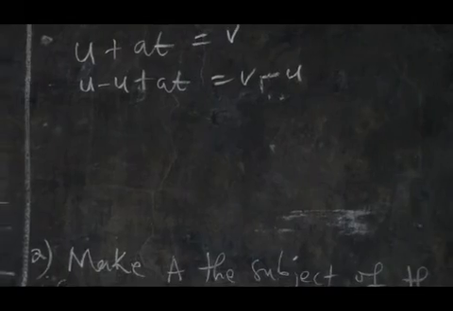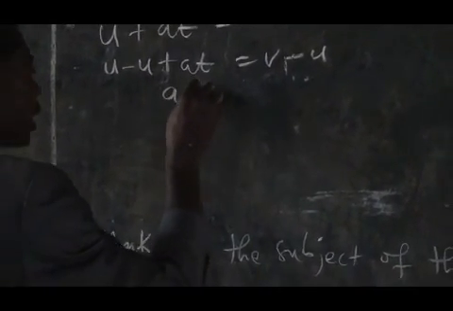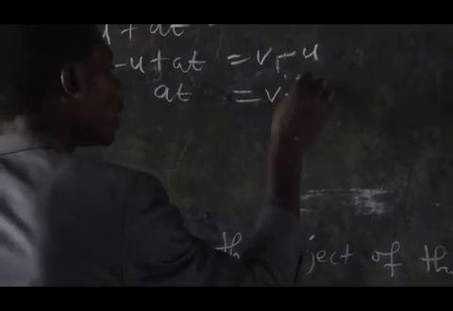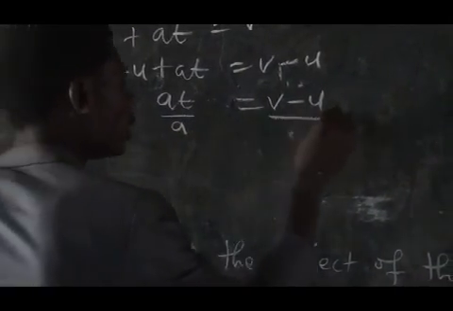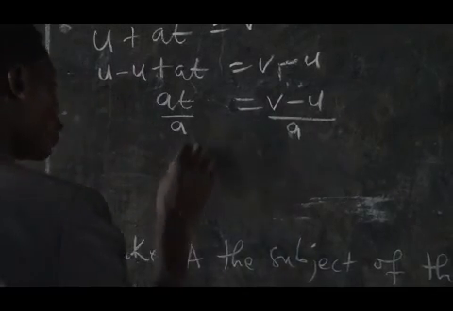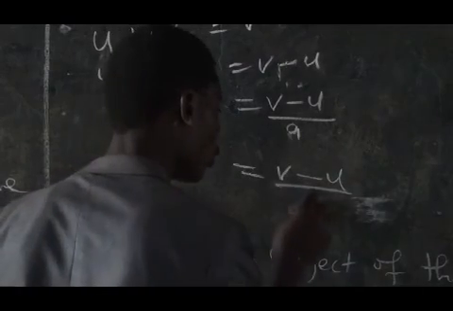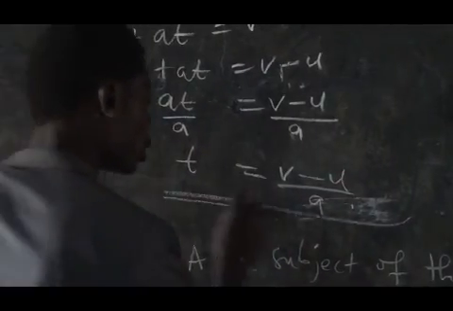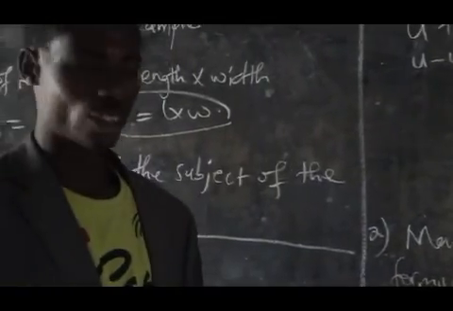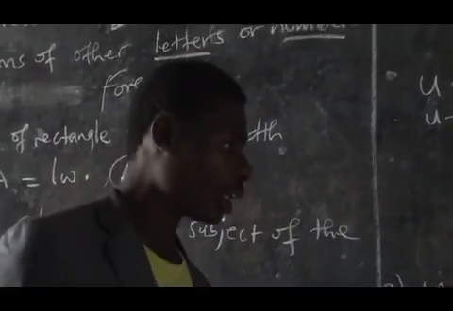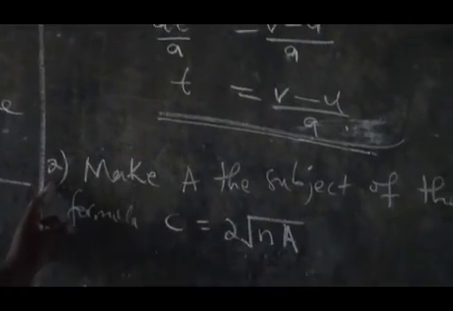I want to remain with the T. So this U cancels with this. I remain with AT equals V minus U. What next? I will divide by A, both sides. So it means T equals V minus U out of A. Haven't I made T the subject of the formula? I have made it. As simple as that. It is so enjoyable, and remember it is commonly asked. So understand it.